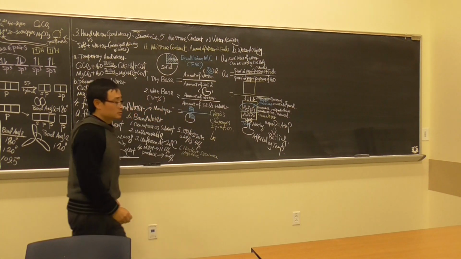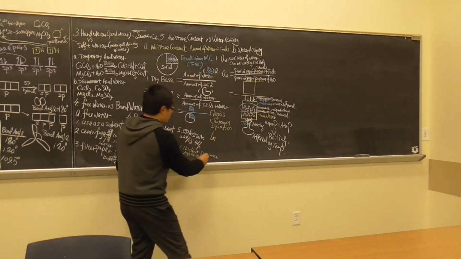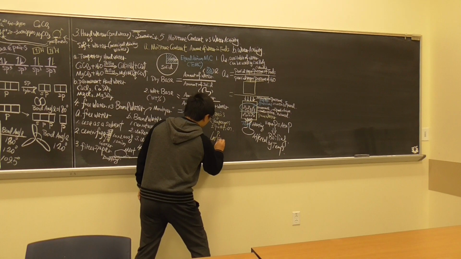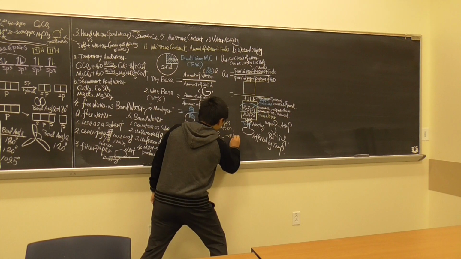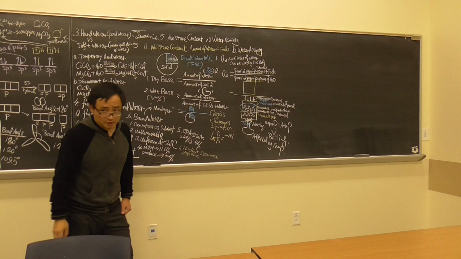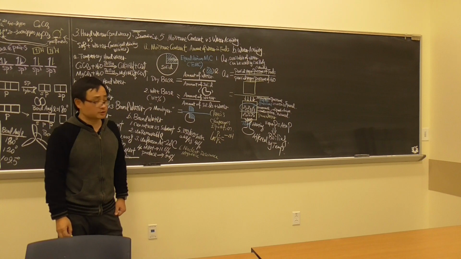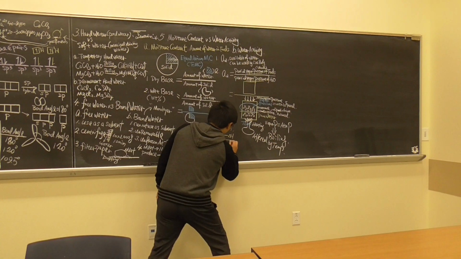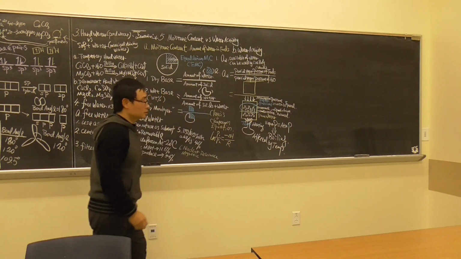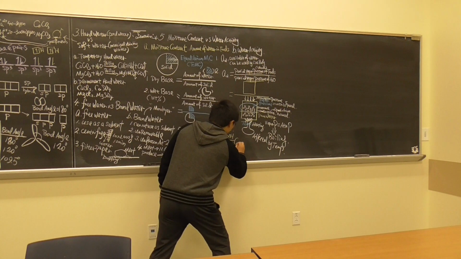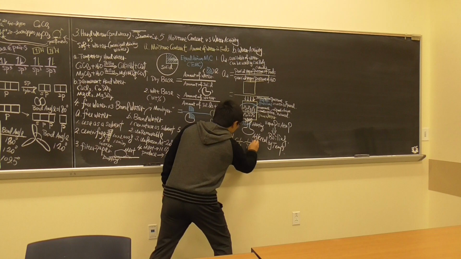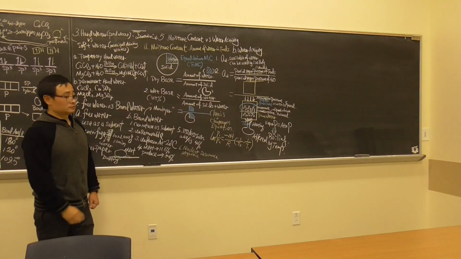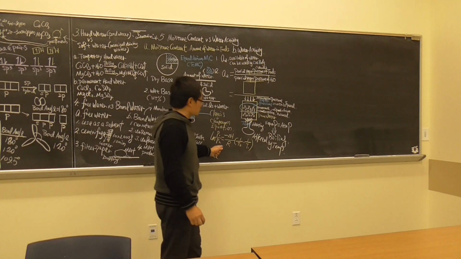Natural log of P1 over P2 equals negative delta H, which is the enthalpy generated during the absorption of the water, divided by R, which is a gas constant, bracket T1 minus T2. We're going to talk about this next week also.